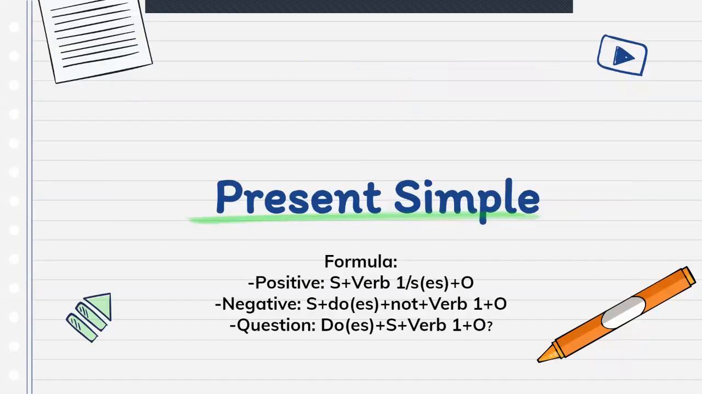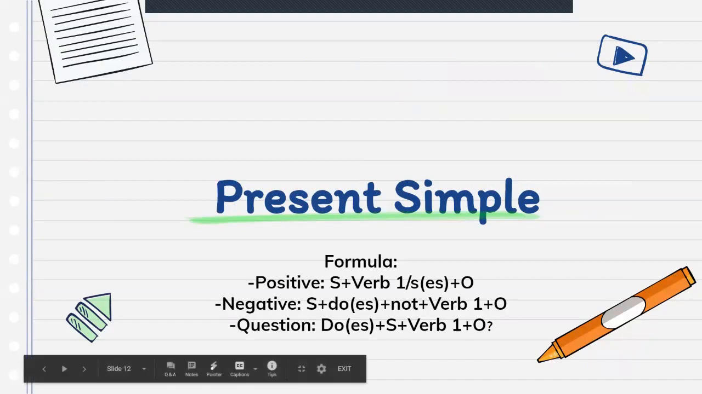Okay, thank you, Ronald, for the explanation. Now we're going to start with the present tenses. First, we're going to start with present simple. As you can see, this is the formula. For positive, use subject plus verb 1 or s or es plus object. Negative, subject plus do or does plus not plus verb 1 plus object. Question, do or does plus subject plus verb 1 plus object.